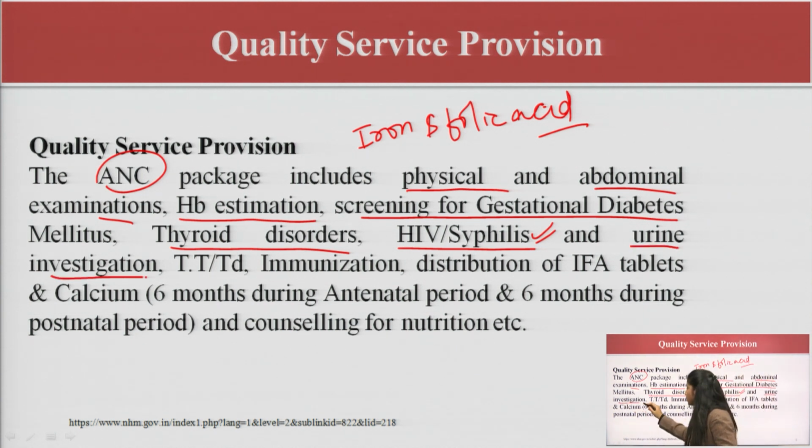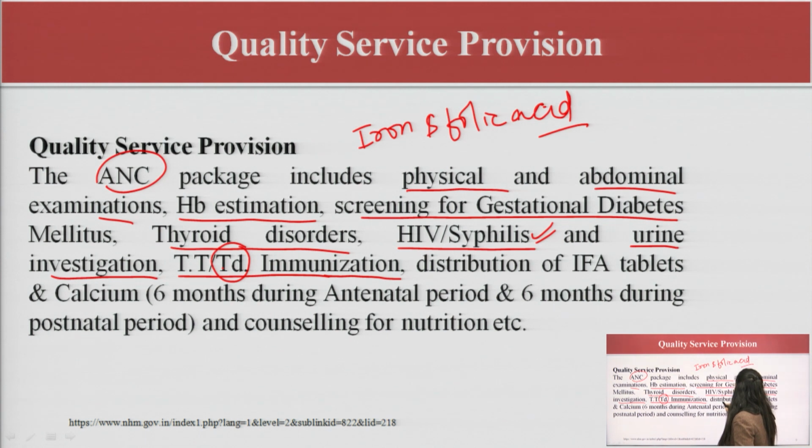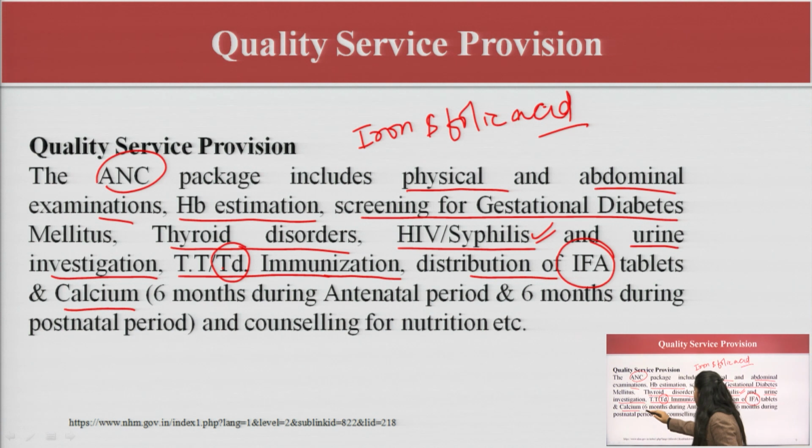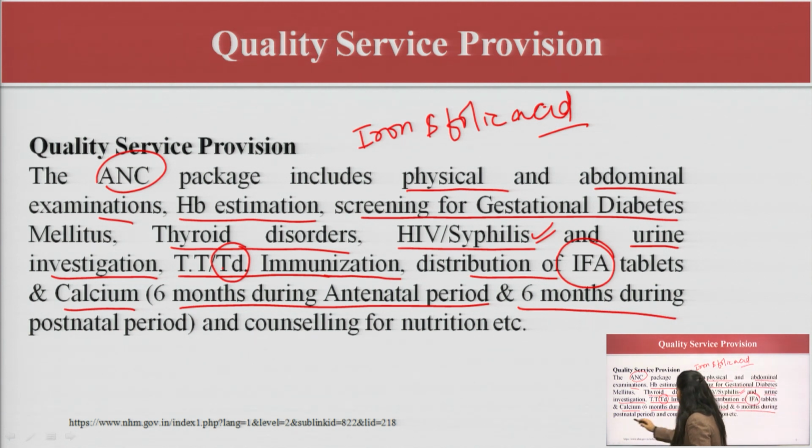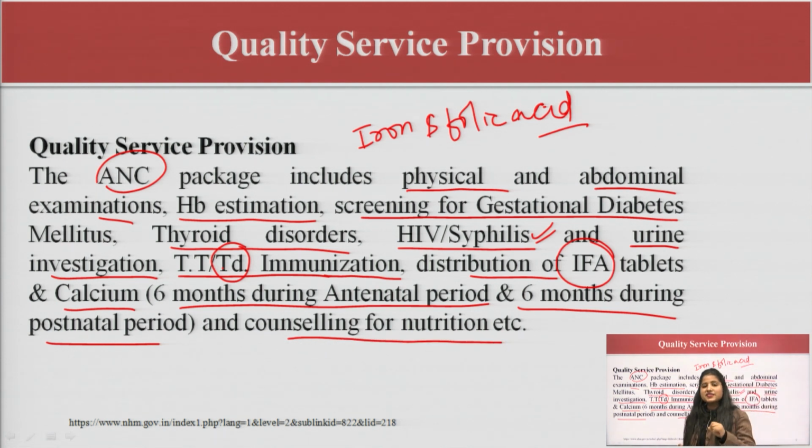Urine investigation is required, and there is an injection of tetanus, and another injection, tetanus with diphtheria. Yes, TD. These injections are required because I told you sepsis is also one of the reasons for maternal mortality. So, tetanus injection and tetanus diphtheria immunization, distribution of IFA, iron folic acid tablets when the pregnant woman is anemic. Calcium, yes, 6 months during the antenatal period within the pregnancy time and 6 months during postnatal after the delivery.